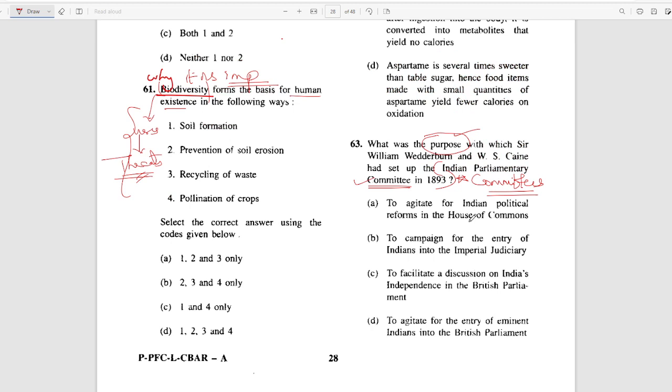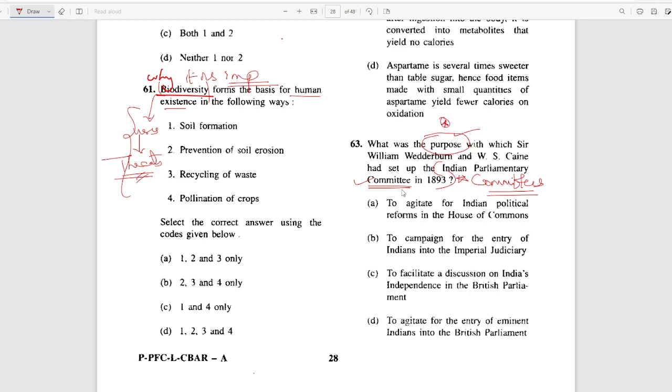The next, 63rd question is, what is the purpose with which Sir William Wedderburn and W.S. Caine had set up the Indian Parliamentary Committee in 1893? So here they are asking the purpose. Whenever you come across any committees in modern history, you have to read about the purpose and write it down. What is the purpose? Who did it? And what is the committee?